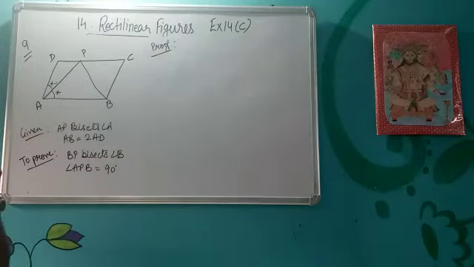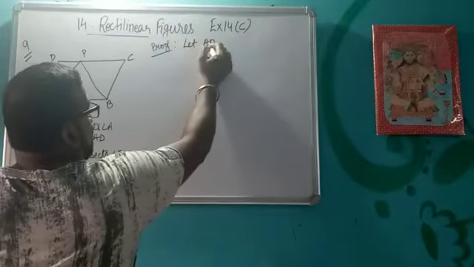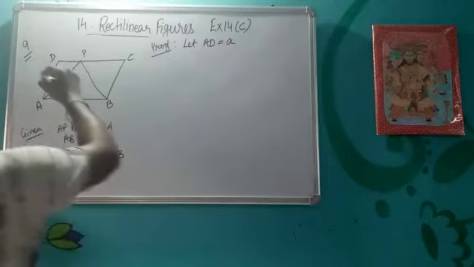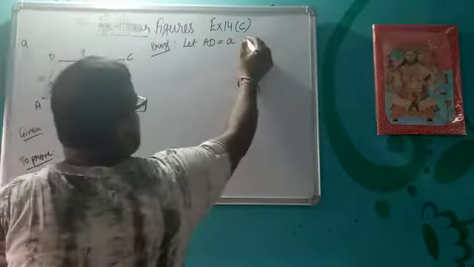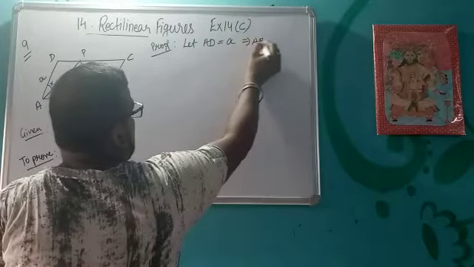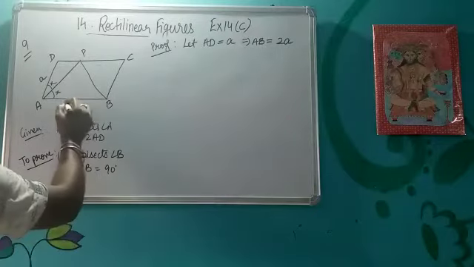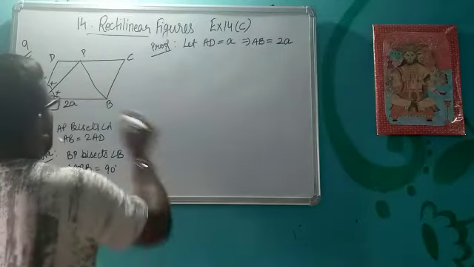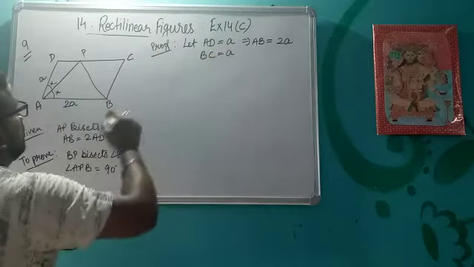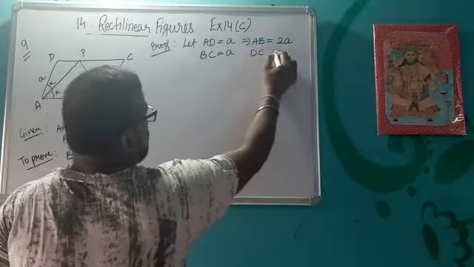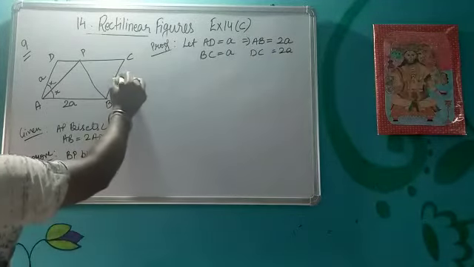So what we are going to do, let AD equal to A. So I am assuming this side as A. So that means what is our AB? AB will be equal to 2A. So this side is now 2A. And AD equal to A, that means BC is also equal to A and DC is equal to 2A. Okay, so from here we will start. This is A and this is also side A.